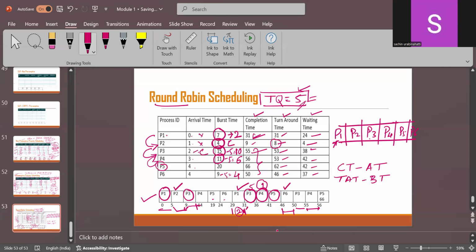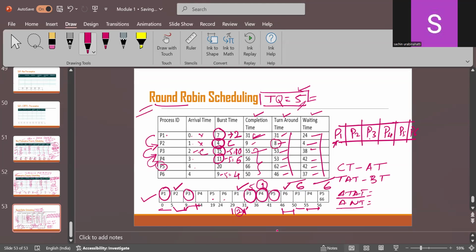Now, as you know, the last thing is you have to calculate the average turnaround time and average waiting time. How to calculate this average turnaround time and average waiting time? Sum of all this divided by 6. Divided by 6, why? Because number of processes are 6. And average waiting time, sum of all these numbers divided by 6. Okay. So this is how you will be calculating your average turnaround time and average waiting time in round robin scheduling.